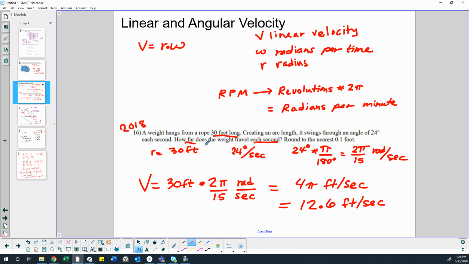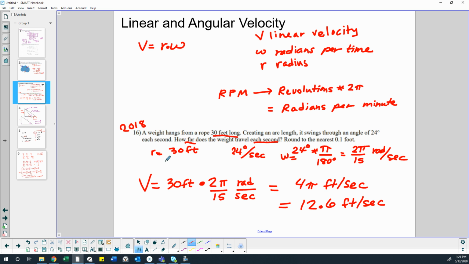So how far each second, that's a linear velocity. How many degrees each second, that's an angular velocity. So that's 24 degrees per second, but we need omega to be in radians. So we're going to take our 24 degrees times pi over 180 so that we change it to radians. And that reduces to 2 pi over 15 radians per second. So that's what we use for omega.